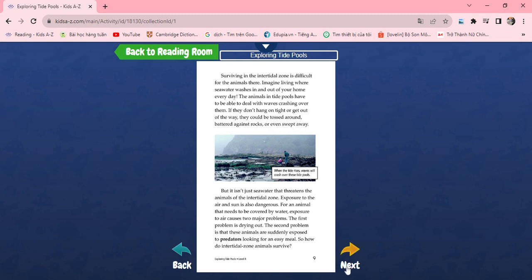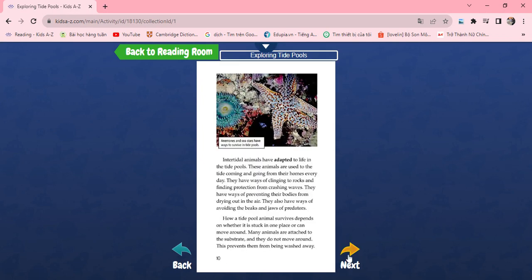So how do tidal zone animals survive? Tidal animals have adapted to life in the tide pools. These animals are used to the tide coming and going from their homes every day. They have ways of clinging to rocks and finding protection from crashing waves. They have ways of preventing their bodies from drying out in the air. They also have ways of avoiding the beaks or jaws of predators.